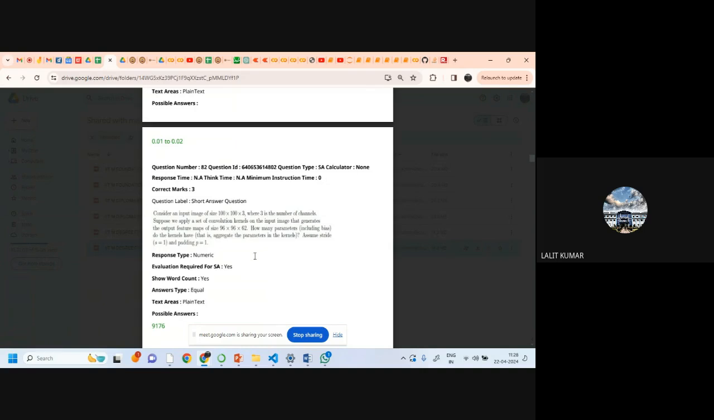Consider an input image of size 100 into 100 into 3, where 3 is the number of channels. Suppose we apply a set of convolution kernels on the input image that generates the output feature maps of size 96 into 96 into 62. How many parameters, including bias, do the kernels have? That is, aggregate the parameters in the kernels. Assume stride s is equal to 1, padding p is equal to 1. ये भी understanding का पूरा क्वेश्चन है.